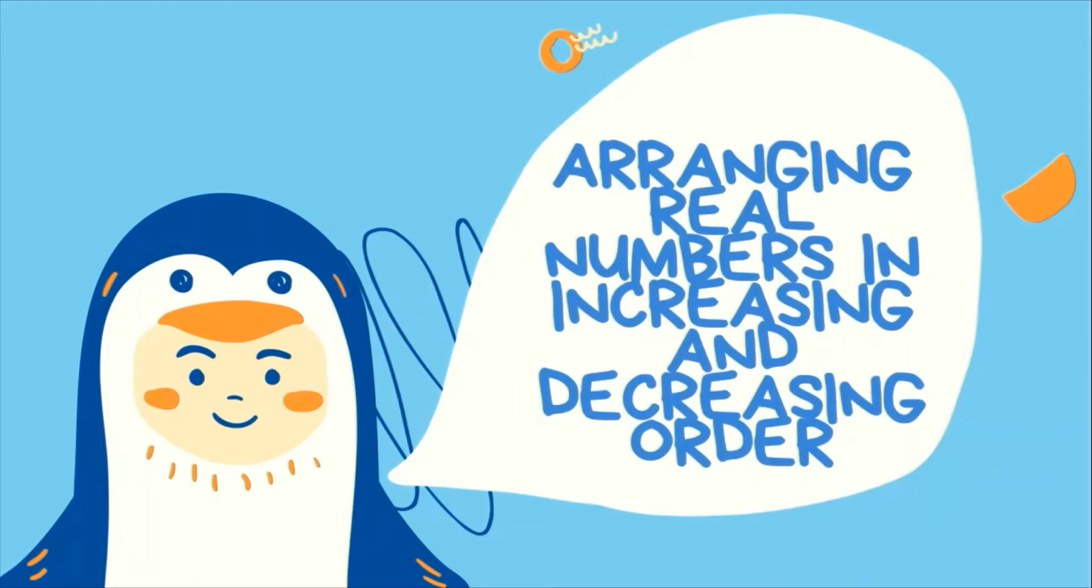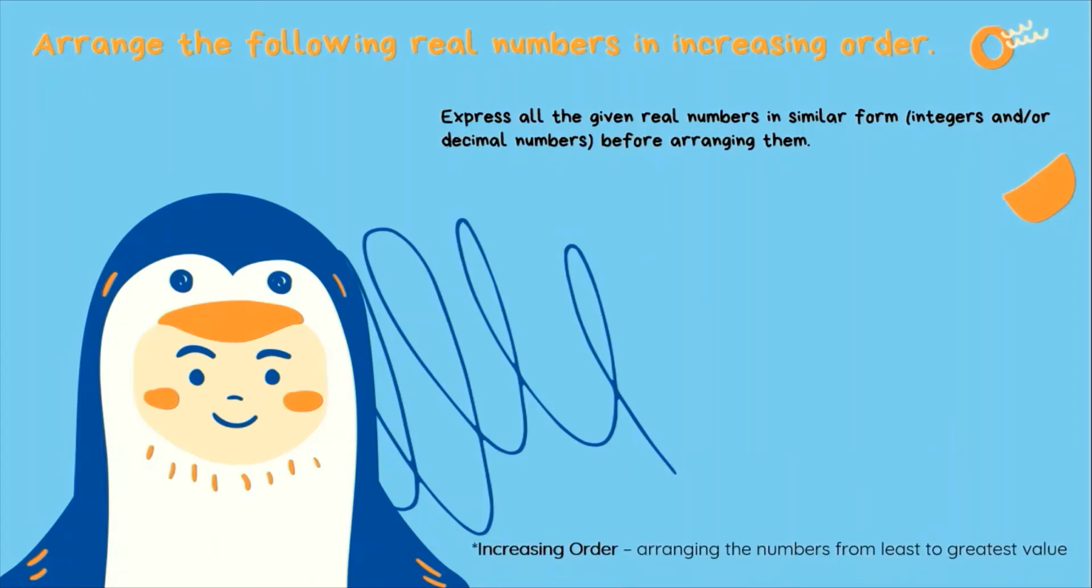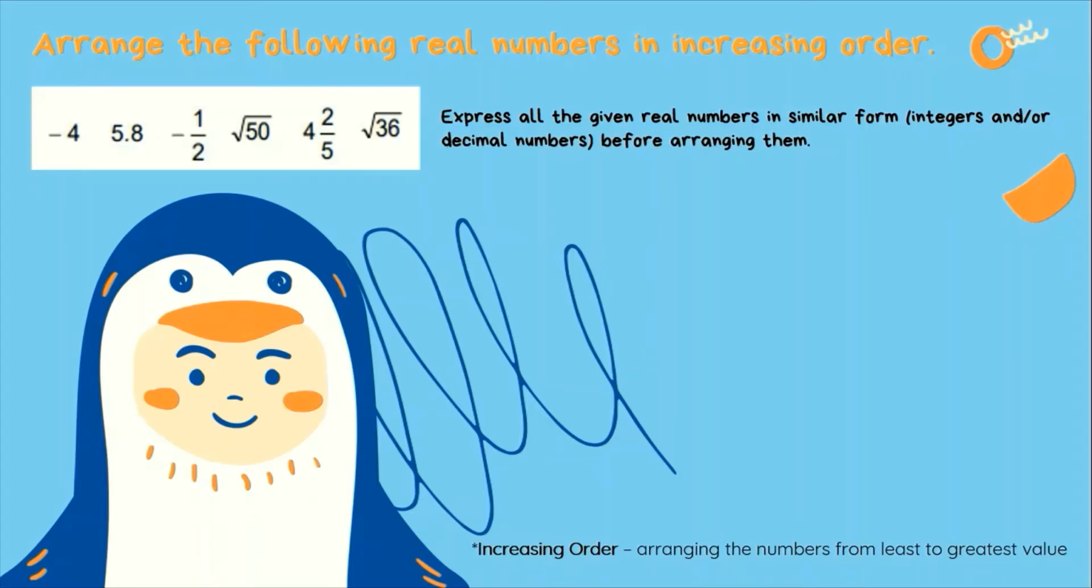Arranging real numbers in increasing and decreasing order. Let's have an activity. Arrange the following real numbers in increasing order. When we say increasing order, we will be arranging the numbers from least to the greatest value. Ito yung ating mga real numbers. We have 6: negative 4, 5.8, negative 1/2, square root of 50, 4 2/5, and square root of 36.